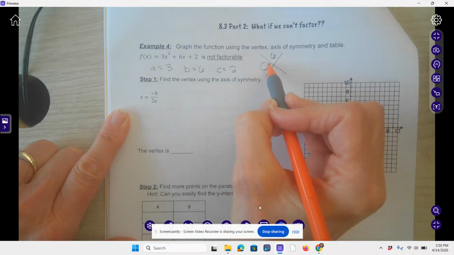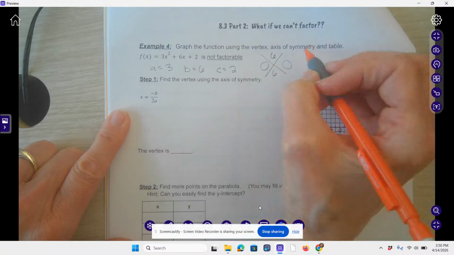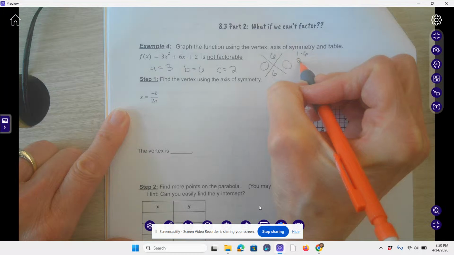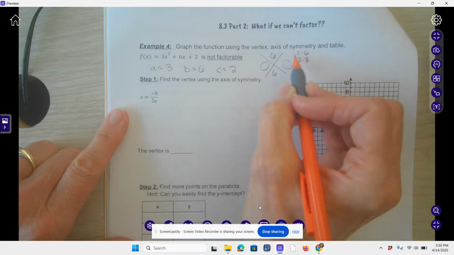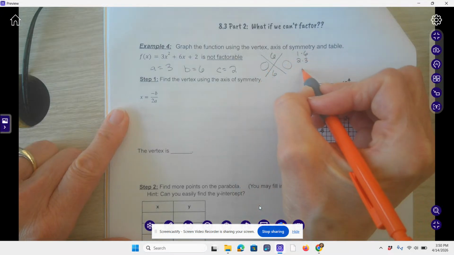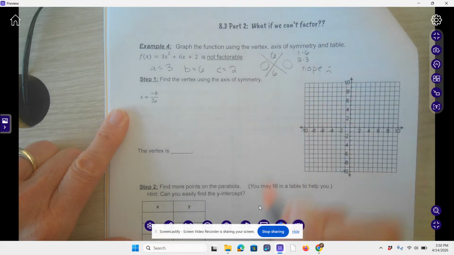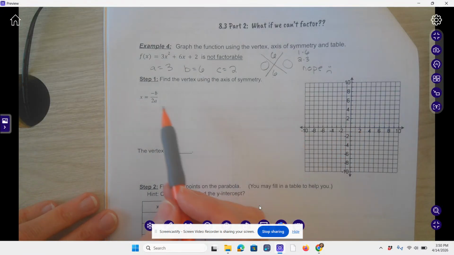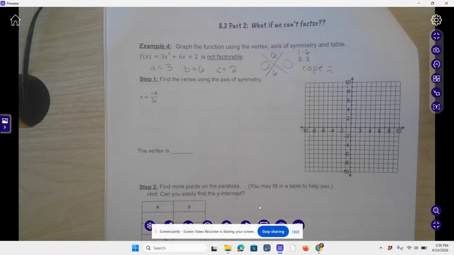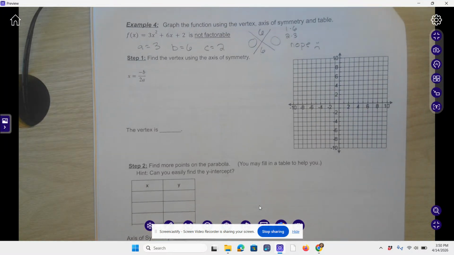Now, we're looking for two numbers that multiply to give us 6 and add to give us 6. 1 times 6 and 2 times 3 are the two pairs that multiply to give us 6. Neither of those add or subtract to give us 6, so this would be a nope, not factorable. That's okay, because we can still do a nice graph by finding the vertex and then using a table of values, like we did when we first started graphing quadratics, to find some other points.